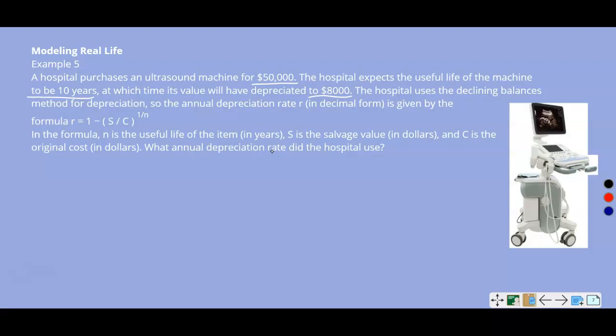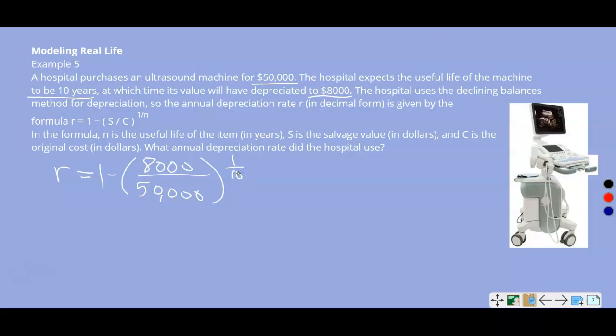All right, so let's look at our formula and plug in what we know. So we're looking for R. That's going to equal 1 minus S, that's the salvage amount. That's how much they can sell it for at the end of 10 years. That's going to be $8,000 over the original cost, which was $50,000. And then 1 over n. And remember, n is the useful life in years. And it says that the useful life of the machine would be 10 years. So that's 1 over 10.